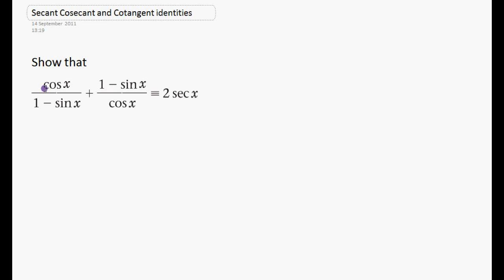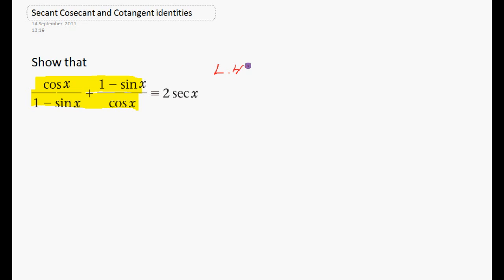Okay, here's a slightly more complicated one involving sec. And once again, we're going to use the same ideas. What we're going to do is take the more complicated side, which is the left hand side yet again, and try and make it equal to the right hand side. This might not be the best way of doing it, but it's always a good policy for starting if you're not sure. So let's just write out what the left hand side equals.